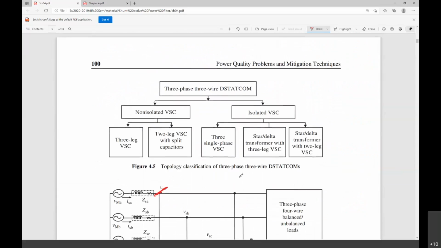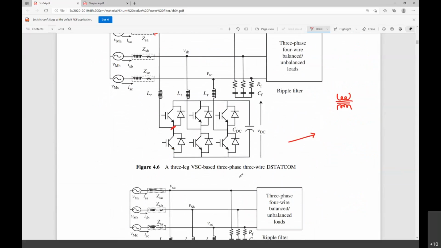Even this particular RFCF combination is the same thing. But instead of connecting over here, connecting at this leg is a very appropriate solution to eliminate the switching frequency component rather than connecting at this particular point. This is about a three-leg VSC based three-phase, three-wire system.